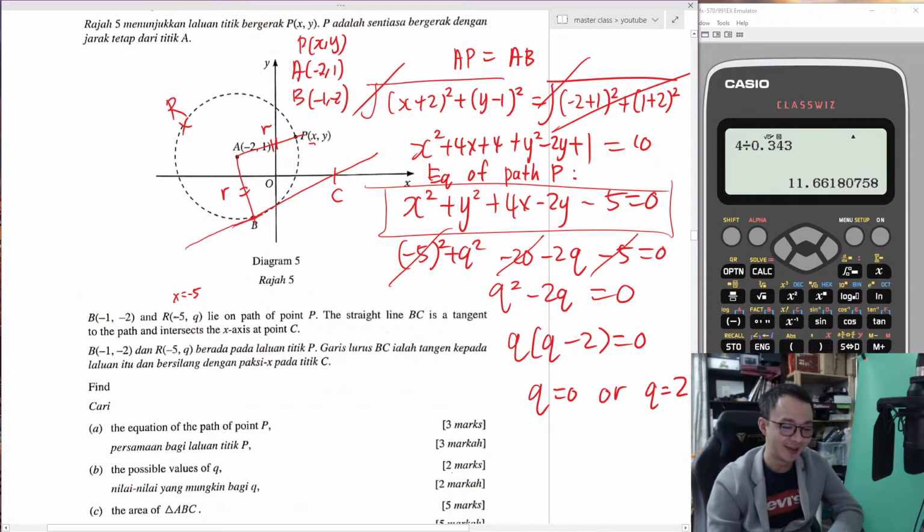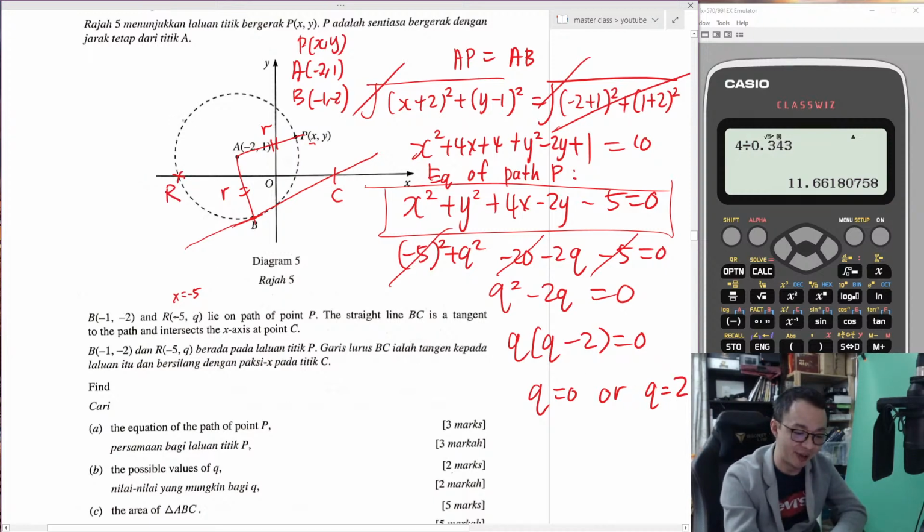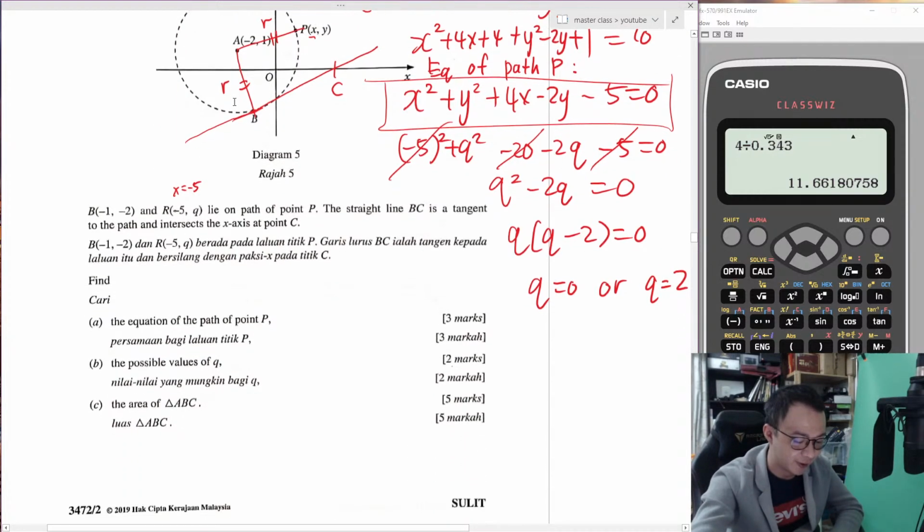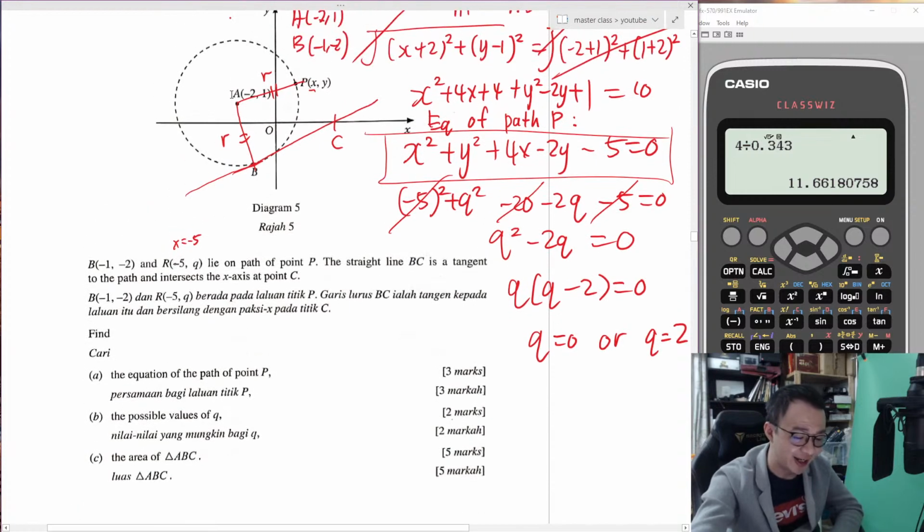So therefore, there are two possibilities for R. One is at Q equals 0, and the other is at Q equals 2, so it can be somewhere here, negative 5, 2, on the line x equals negative 5. But you do not need to visualize where R is. It doesn't matter. You just need to find the value. Then they ask us to find the triangle ABC.